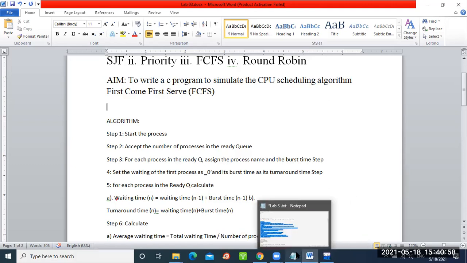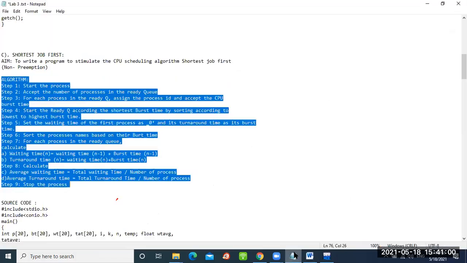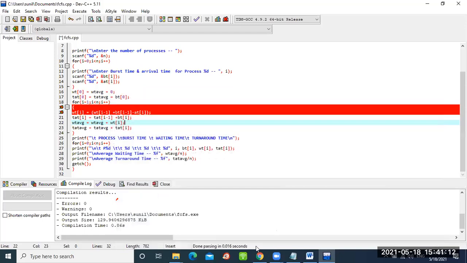So does anyone want to share the screen, those who have implemented? जिन लोगों ने implement किया है, they can share the screen. Yes.